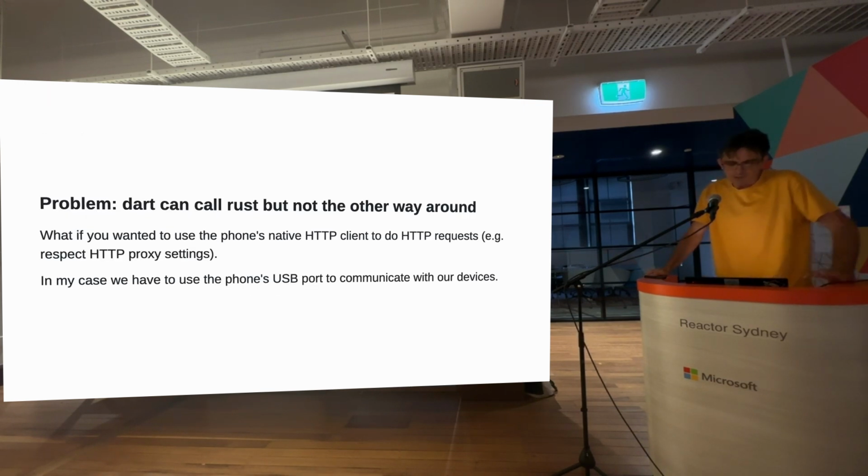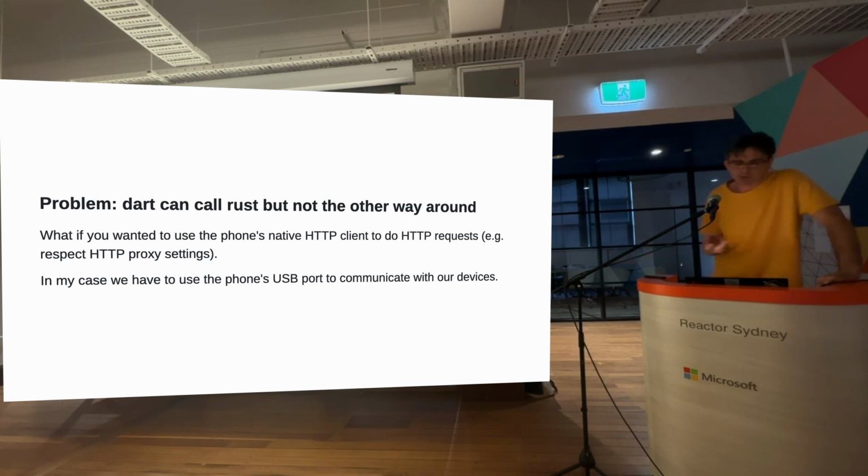There are some more problems with this. Dart can call Rust, but not the other way around, okay? So I cannot somehow call Dart functions in Rust. It's a slight limitation. So, for example, what if on the Rust side you need to do an HTTP request? You want to respect the phone's HTTP proxy settings, for example, so you want to use the native HTTP client that the operating system is giving you.